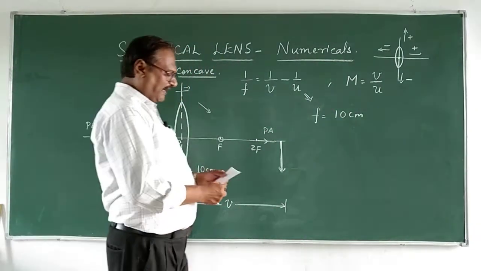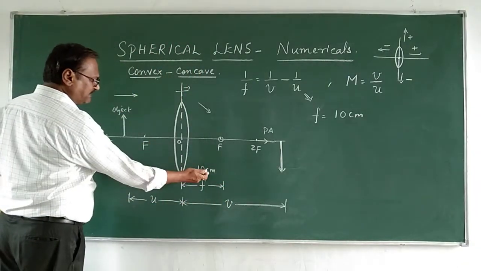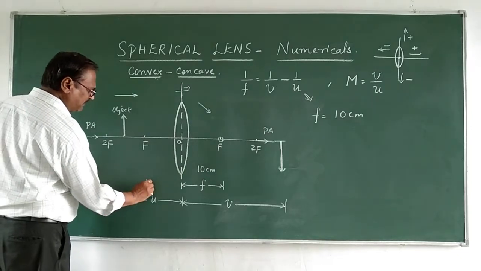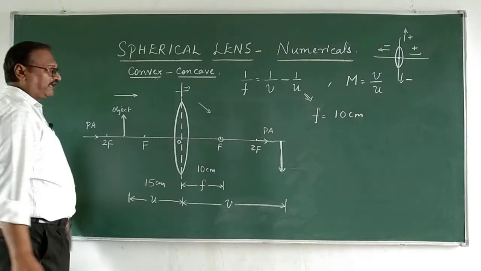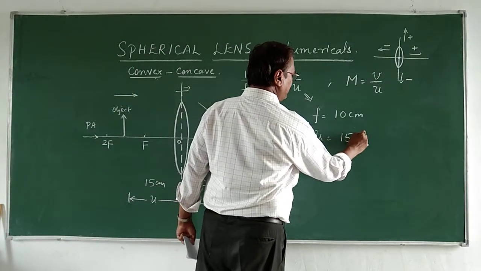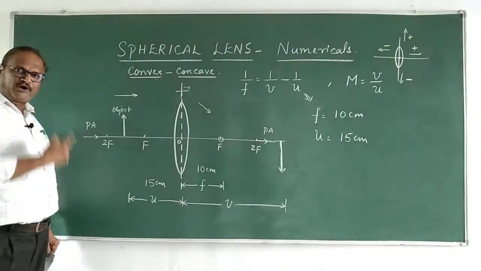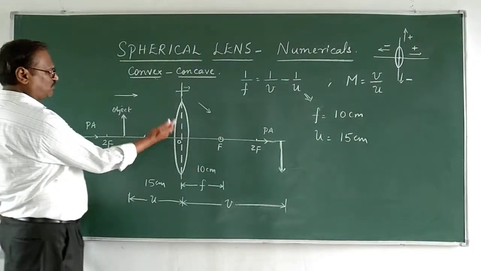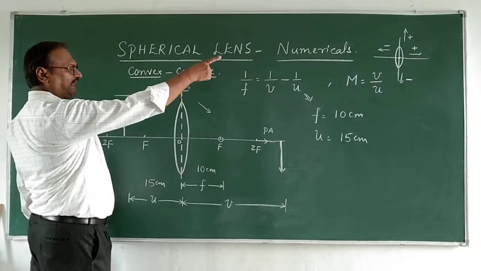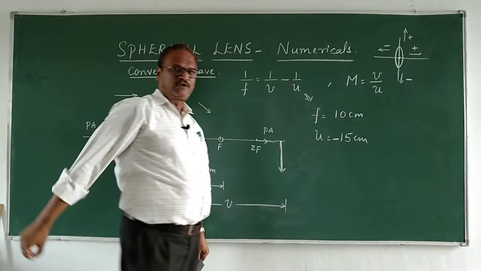Next, the object is placed at a distance of 15 centimeter. Now we have u is equal to 15 centimeter. But again, with the Cartesian coordinate system, positive or negative? The object is placed on the left side, so the left side is going to be negative. So I will put a negative sign.